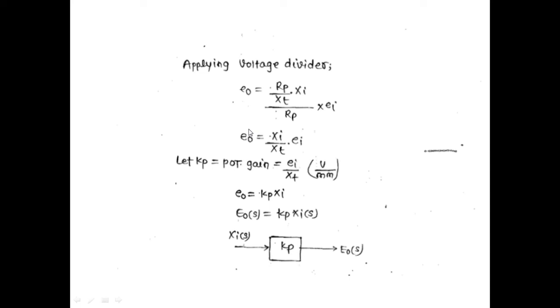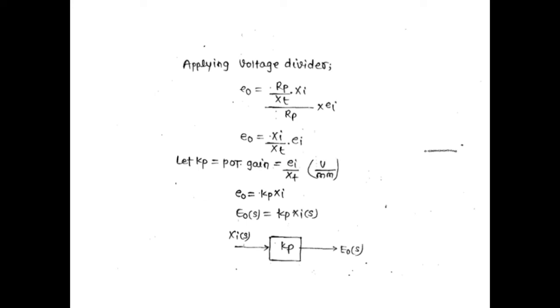Okay. So now we can apply the voltage divider theorem. What does the voltage divider theorem say? The output voltage will be equal to the input voltage, the total voltage, multiplied by the resistance tapped divided by the total resistance. So Ei multiplied by Rp by Xt into Xi, divided by Rp. Now we can cancel Rp and Rp. So E output will be equal to Xi by Xt into Ei. So the output voltage across the potentiometer is equal to the input voltage multiplied by the ratio of the resistance tapped by the wiper, Xi, divided by the total resistance.